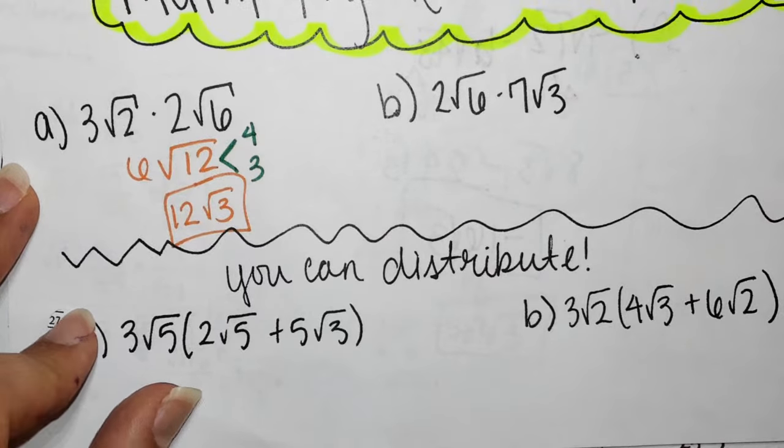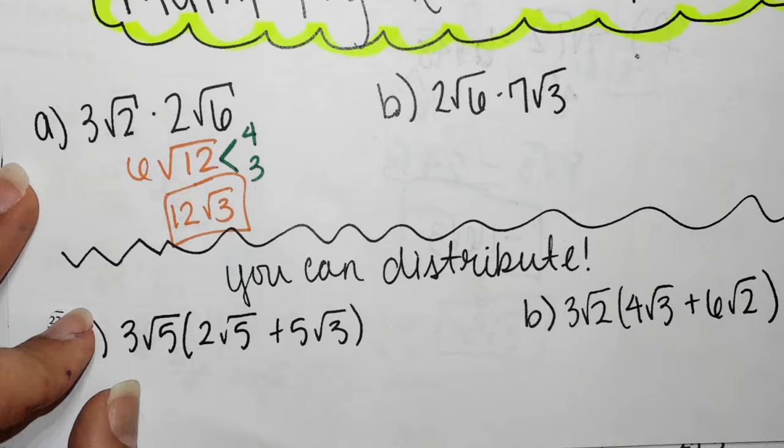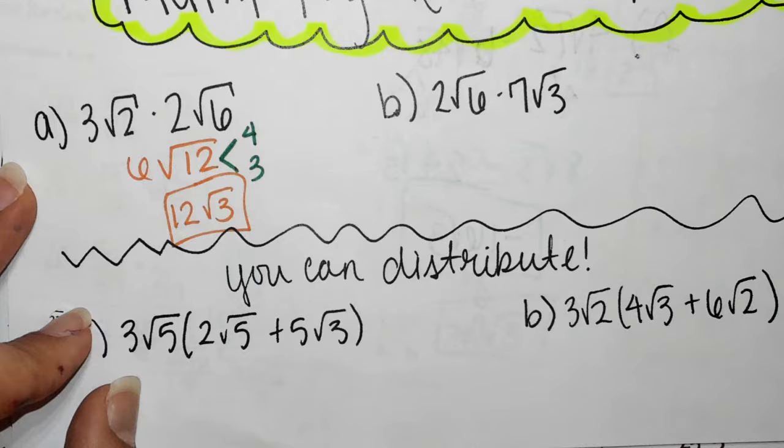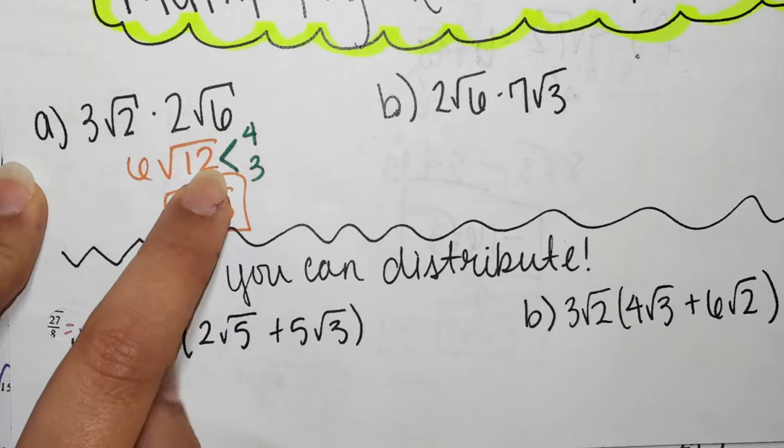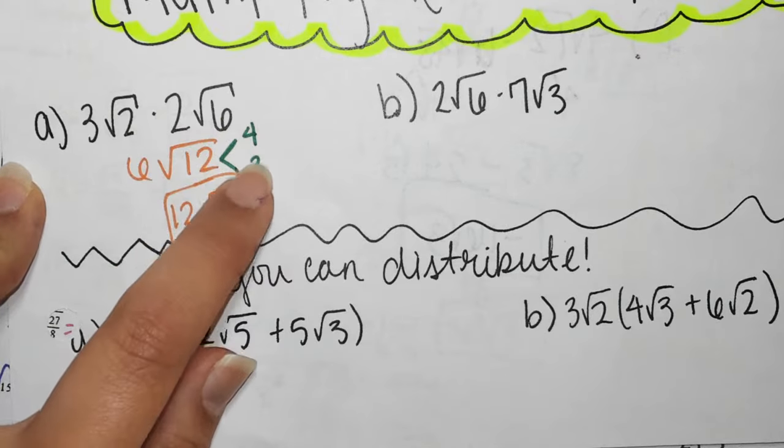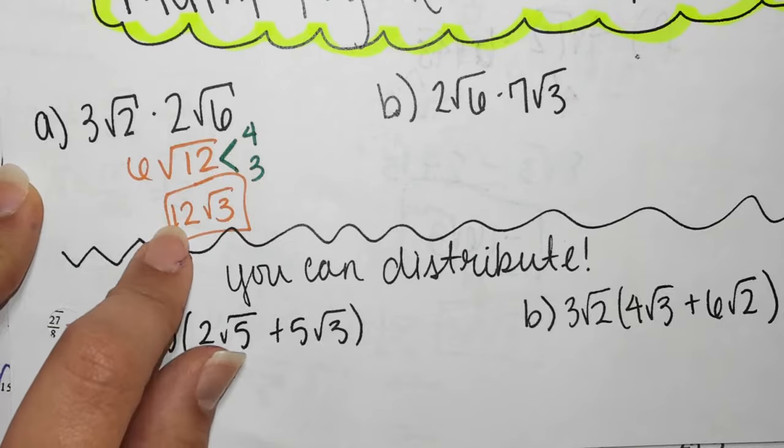Alright, so do you see how I got 12 root 3? Hold on. So you do 3 times 2 and you get 6. You do 2 times 6 and you get 12. You break down 12 into 4 and 3. The square root of 4 is 2. 2 times 6 is 12.